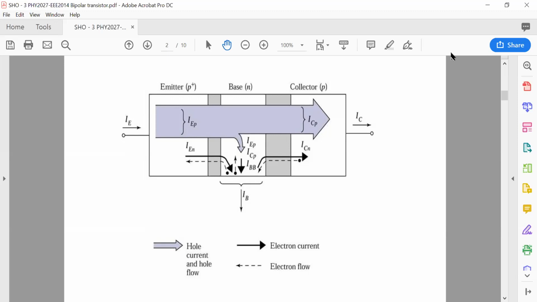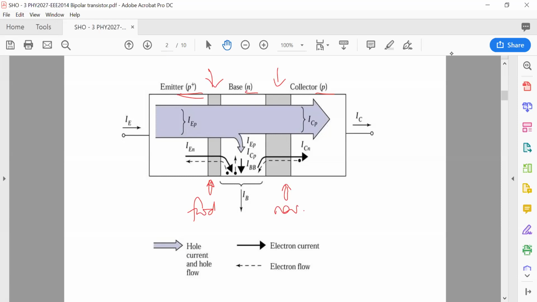But what is worth pointing out, despite this being a PNP for the emitter, base and collector, is these depletion regions which are going to exist between the emitter and base region and the base and collector region. Because whether it's PNP or NPN, when forward active, we're going to have this first junction here being forward biased, and this second junction here between the base and collector being reverse biased.